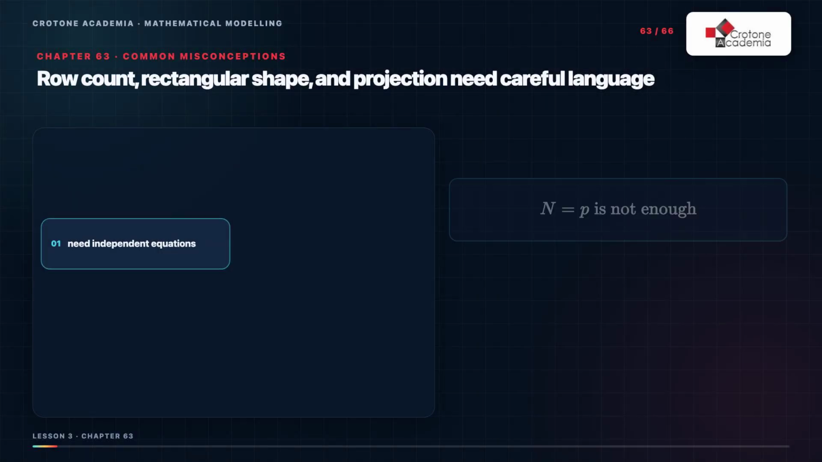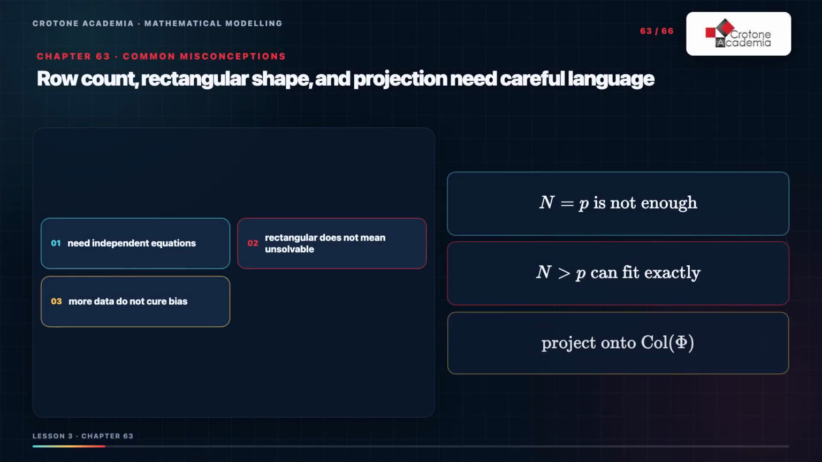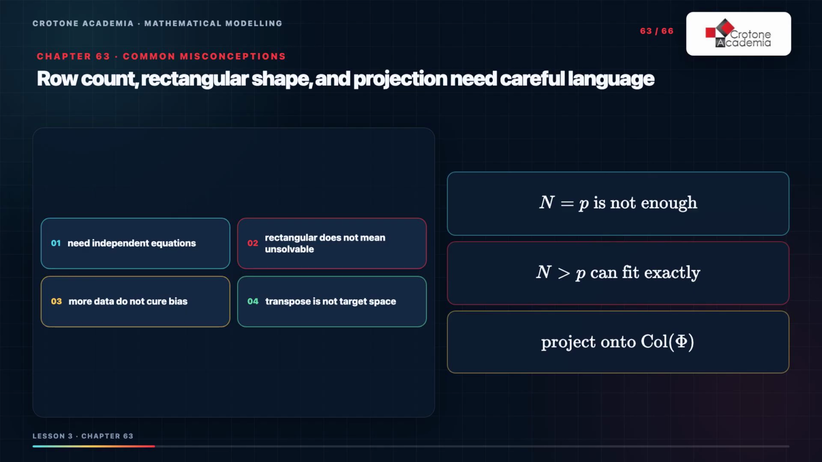Let us correct 4 tempting shortcuts. Exactly as many observations as parameters is not enough. Independence is also required. A rectangular matrix is not automatically unsolvable. It may have a 0 residual exact solution. More observations reduce random uncertainty only when they add useful information, and do not remove systematic bias by magic. And the projection target is col phi, not col phi transpose.